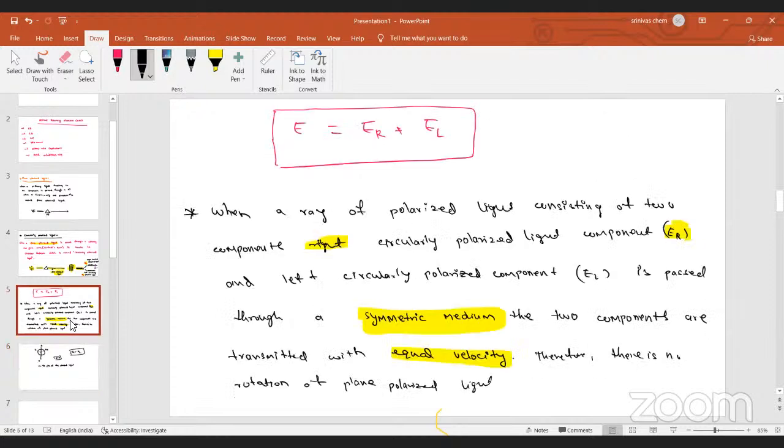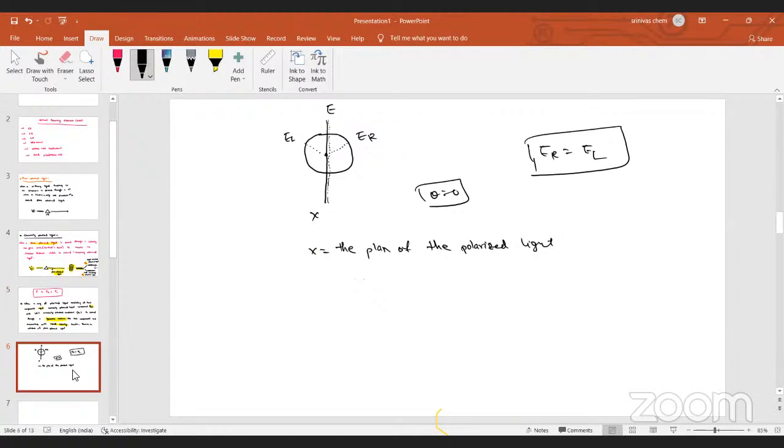So this is when the two components are passing through a symmetric medium, and the two components ER and EL are transmitted with equal velocity. Suppose the two components pass through an asymmetric medium. So write down. When a ray of polarized light passes through an asymmetric medium, then the transmission of ER and EL will be different. So in symmetric medium, ER equal to EL, right? In case of asymmetric medium, the rates of transmission of ER and EL will be different. That is ER not equal to EL.